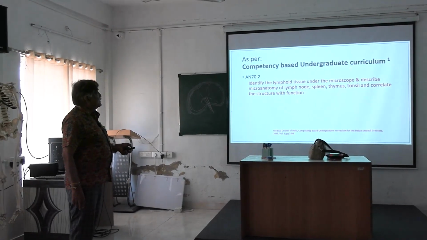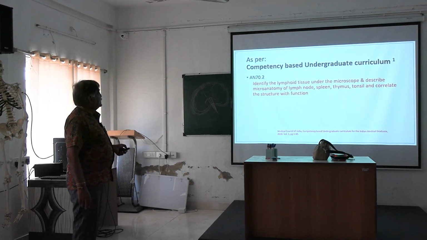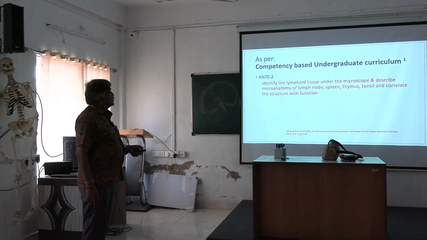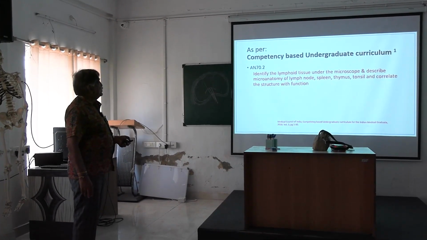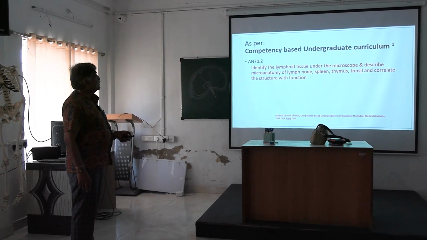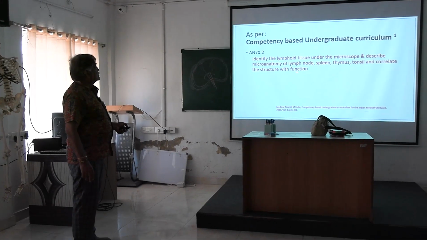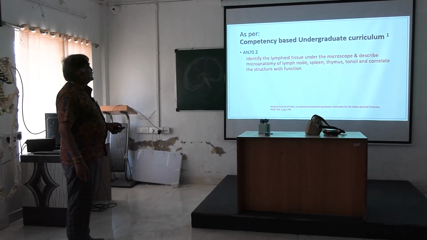Okay. Now, the competency-based undergraduate curriculum: identify the lymphoid tissue under the microscope and describe microanatomy of lymph node, spleen, thymus, tonsils, and correlate the structures with the function. Now, this is the spleen. Today, we will be discussing the spleen.